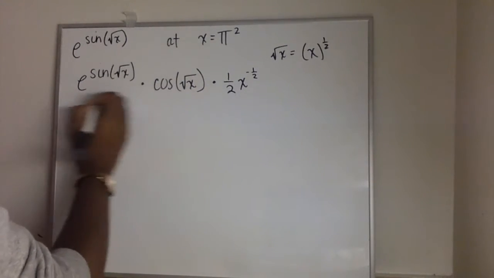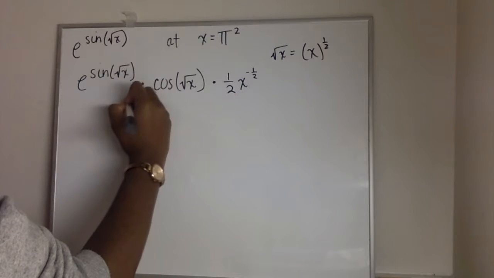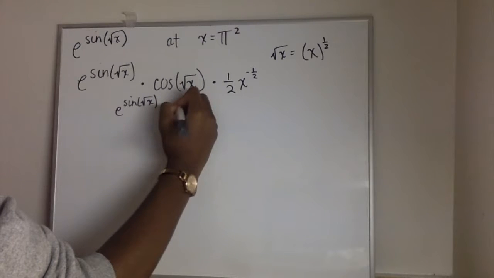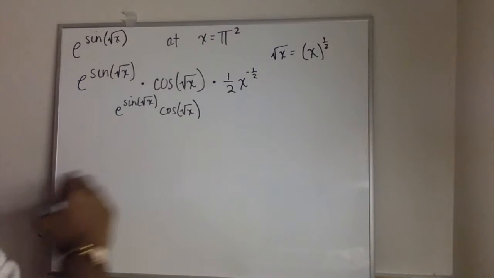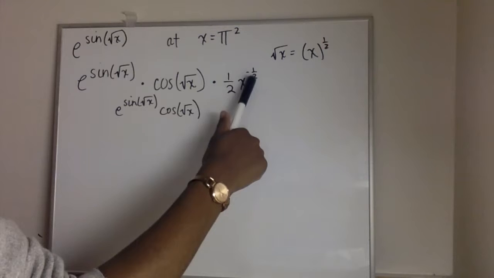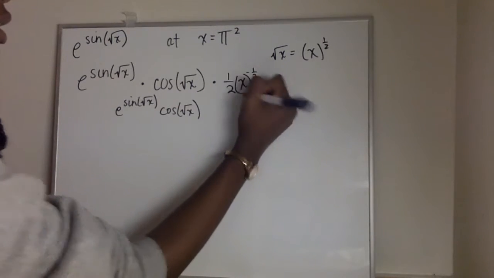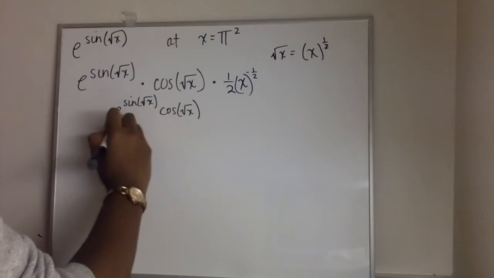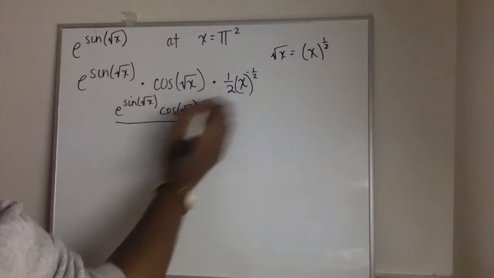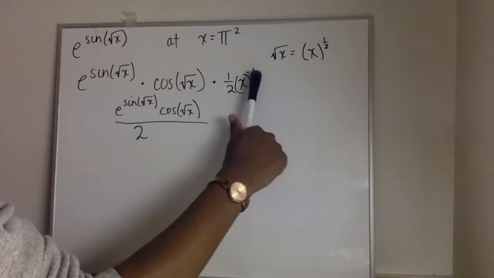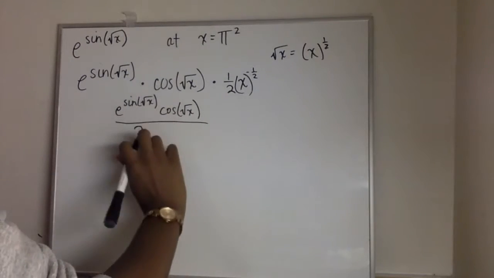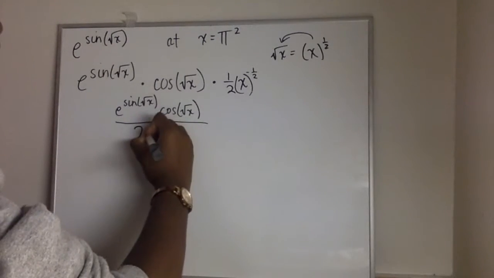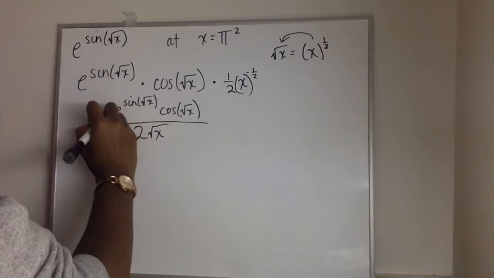So here now we can simplify. This would still keep all of this in the numerator, e to the sine of square root of x times the cosine of the square root of x. Now, this negative exponent will translate the base, which is x, to the denominator. So we still have 1/2. This 2 is in the denominator. Now we translate x to the 1/2 to the denominator, and x to the 1/2 can be rewritten as the square root of x. So here is the derivative.